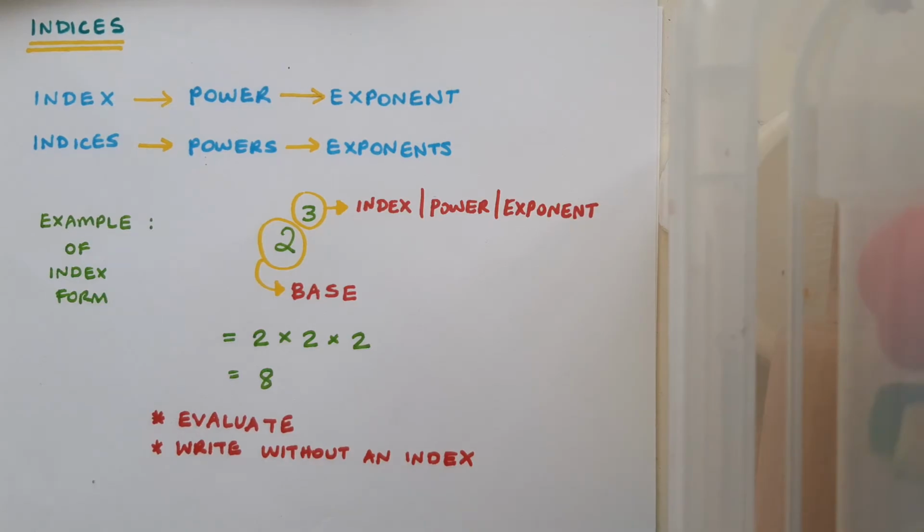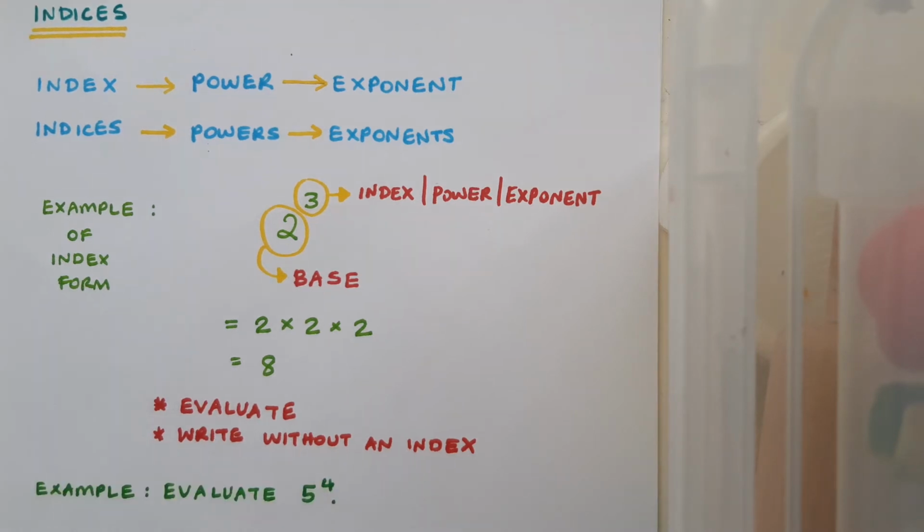So when I am told to evaluate a term like this, or to write it without an index, then what I want to do is work out the answer like we've done here using the calculator. So here's another simple example. Evaluate 5 to the power of 4.